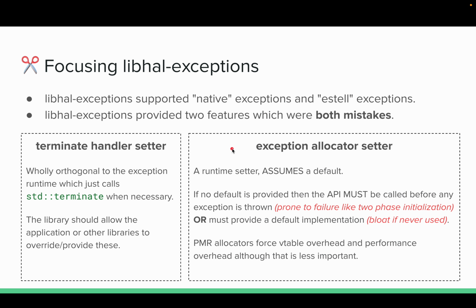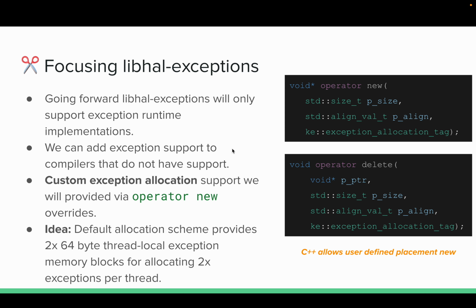So here's where the real move is. Going forward, libhal-exceptions will only support the exception runtime implementation, and that's it. It'll call terminate, and it's up to the platform you're developing for to implement what that means. And that's pretty much that.